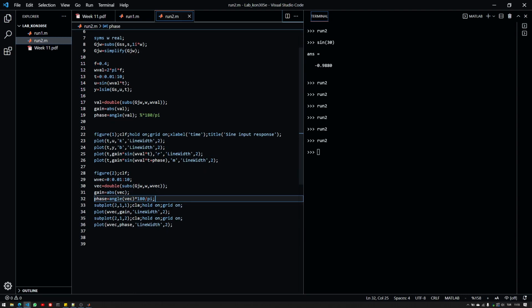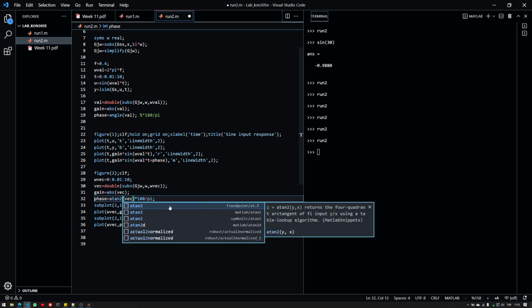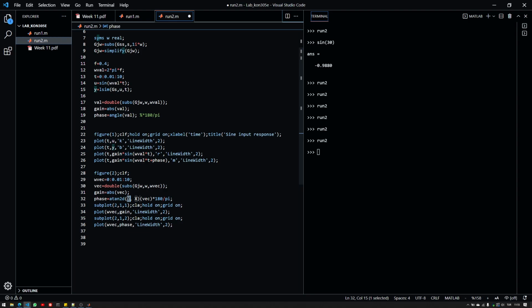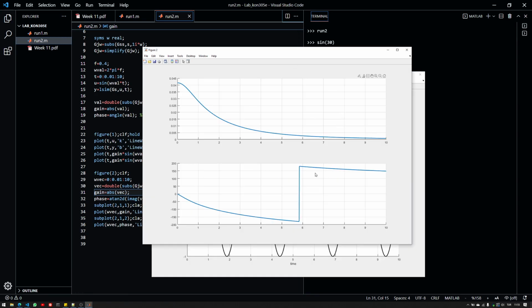Phase angle back here. Instead of that, let's use atan2, and is there also D? There's also D. D stands for degrees, so you can really convert it into that. Now let's use imaginary of the vector. So the imaginary part of the vector, and then the real part of the vector. This should hopefully result in a better angle plot. Yeah, we still have the same issue.